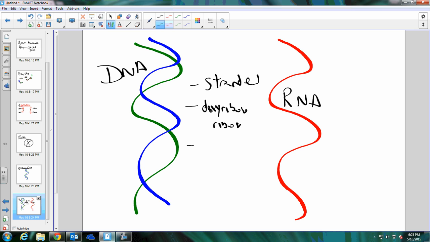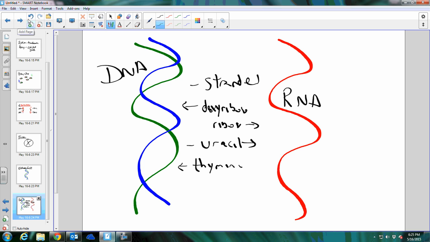And RNA uses uracil, whereas DNA uses thymine. So in RNA, anywhere that there would be a thymine, there's instead a uracil.